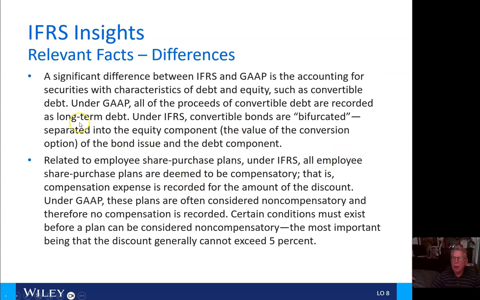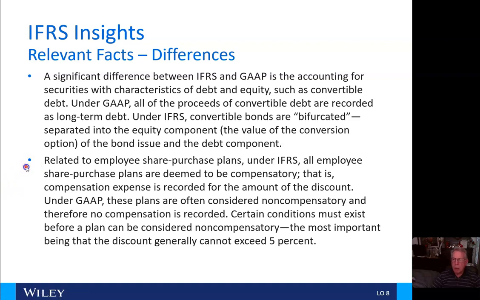Relevant differences. A significant difference between IFRS and GAAP is the accounting for securities with characteristics of debt and equity, such as convertible debt. Under GAAP, all of the proceeds of convertible debt are recorded as long-term debt. Under IFRS, convertible bonds are bifurcated, meaning they are separated into equity component, the value of the conversion option of the bond issue, and the debt component.